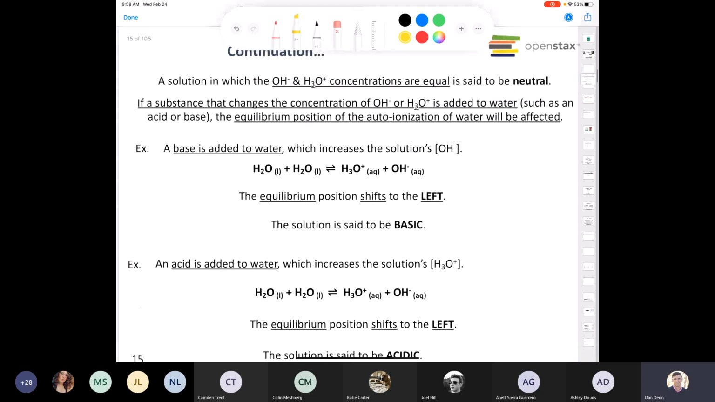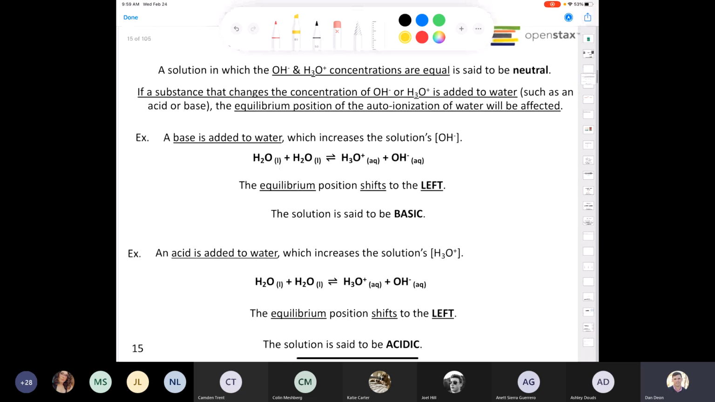All right, if you have the concentrations of both the hydroxide and the hydronium being equal, well, in that case, you end up with something that's neutral, okay? And again, I'm sure that many of you have studied pH maybe in high school or biology class. We're going to get into pH soon enough, okay? And that would be a pH of 7, but we'll talk about that in a little bit, okay?